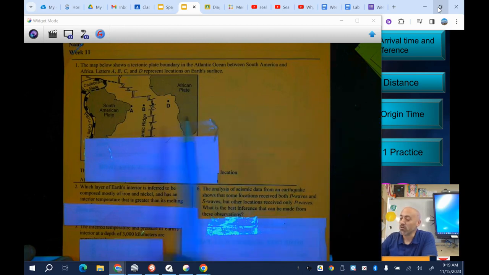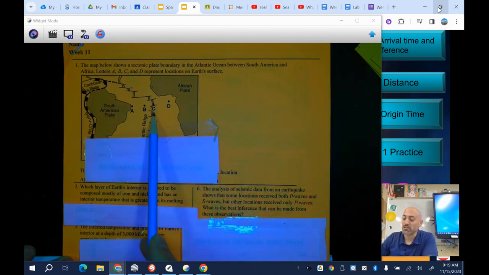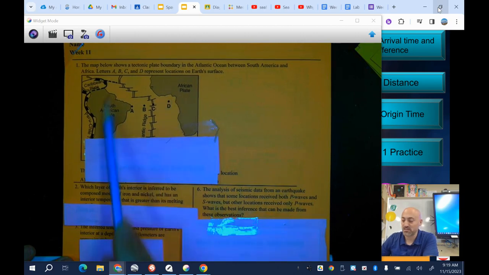Okay, so the mid-ocean ridge seafloor spreading concept is in the quiz. It's going to ask you about something with these locations. Go over that in the notes.